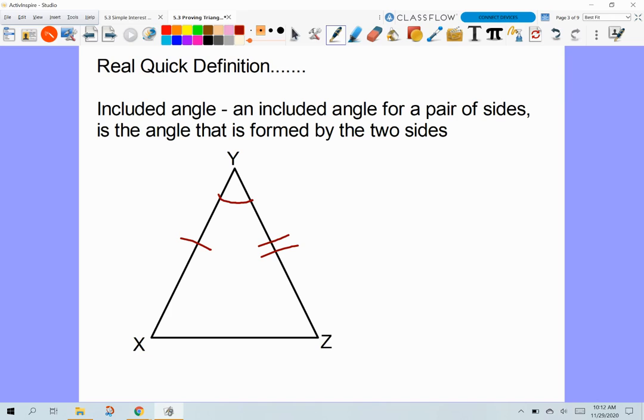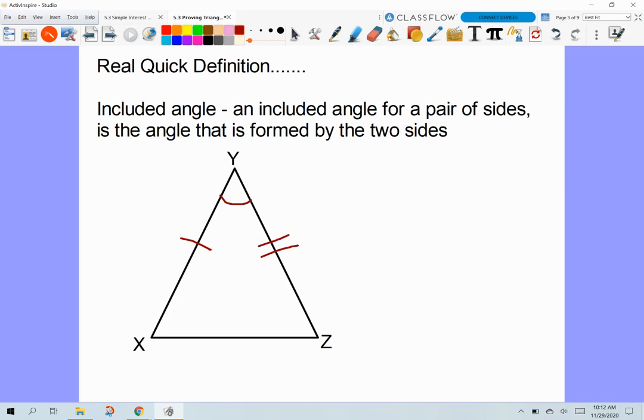So for what I just drew, angle Y is the included angle for the 2 sides that were marked. Now, if it were to be something like angle X over here, X is not the included angle. It has to physically be sandwiched between the 2 sides that I have that are marked.